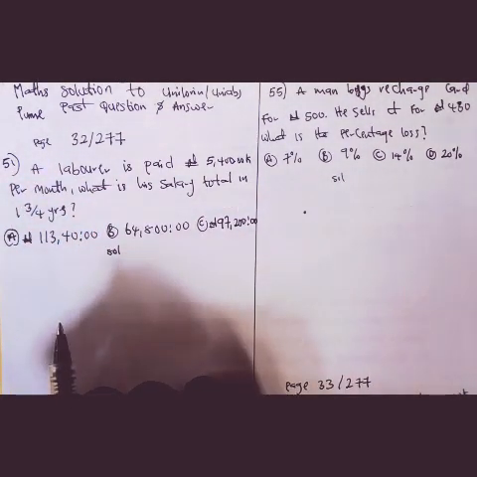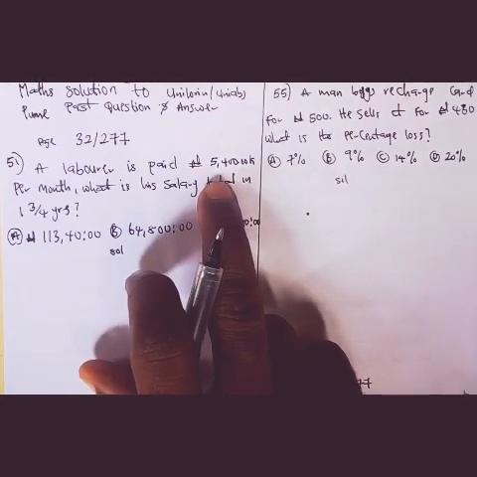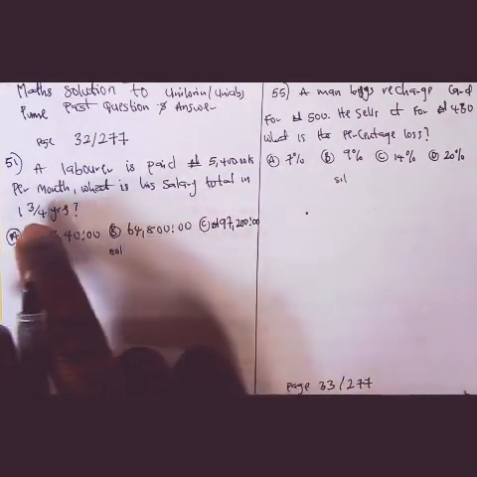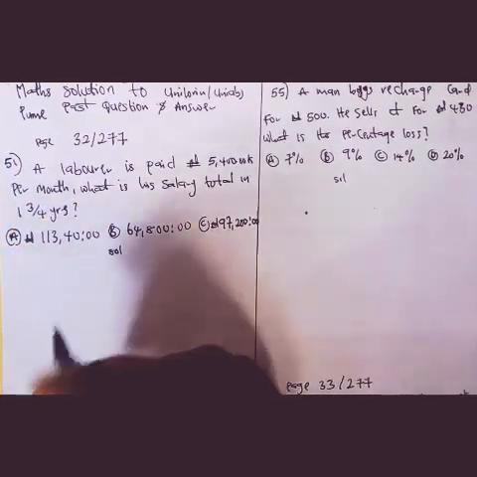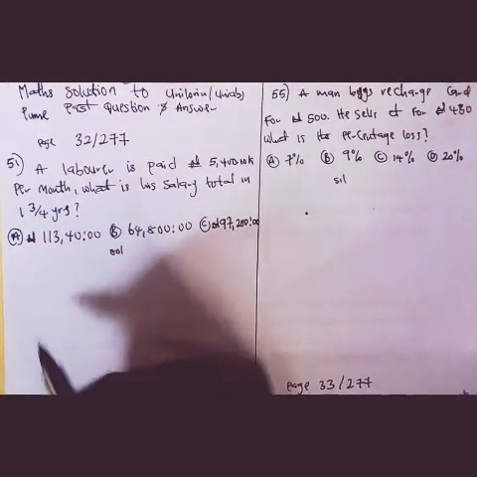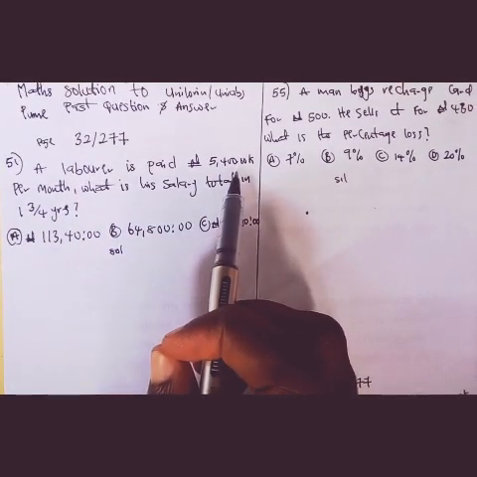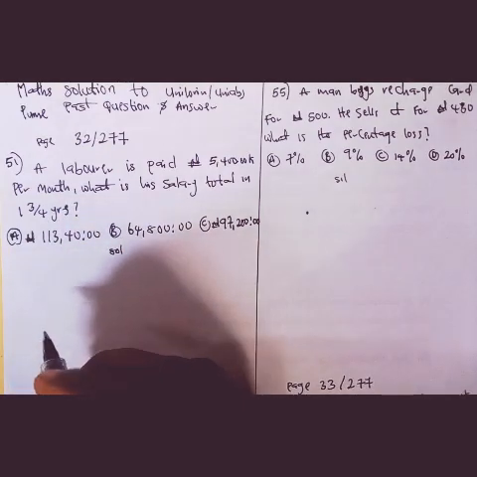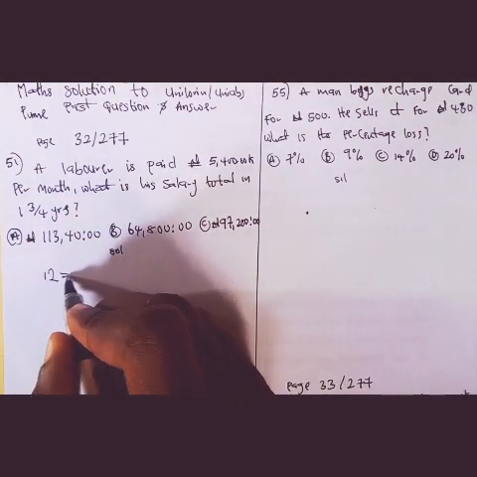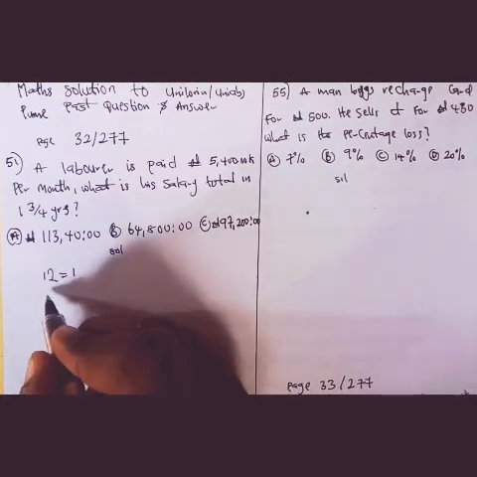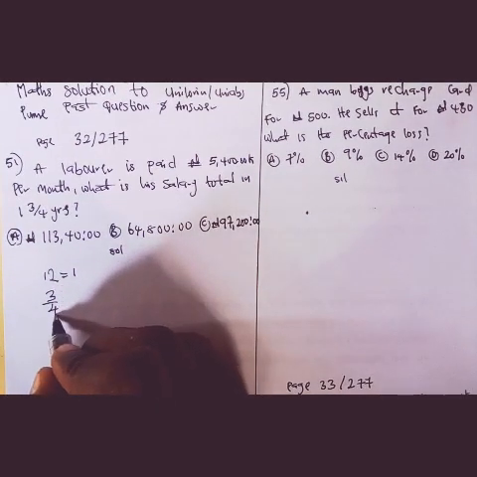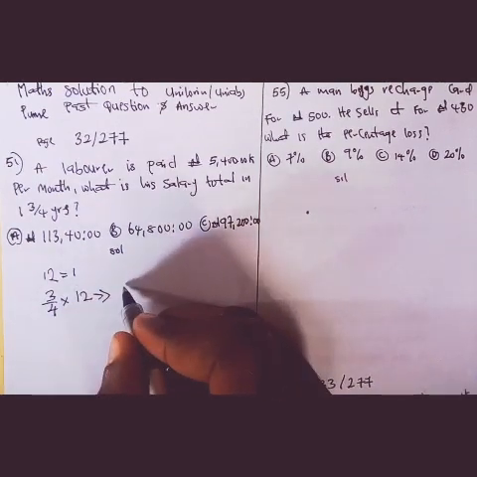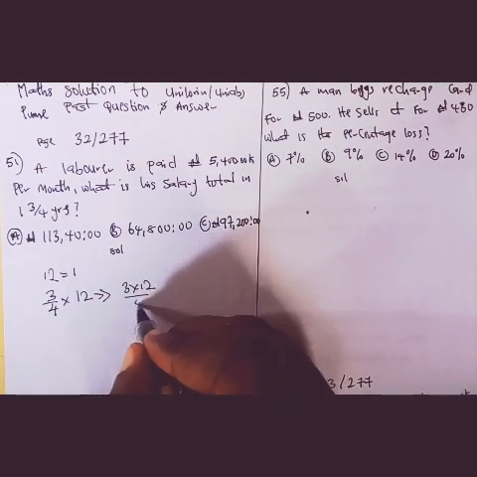Now this question says a laborer is paid 5,400 naira per month. What is his salary total in 1 3/4 years? So these are the options. If this laborer is paid 5,400 per month, what I'm going to do is convert my years to months. I know that 12 months is equal to 1 year. So I'll have to convert 3/4 as well to months. So I'm going to multiply this by 12. So here I'm going to have 3 multiplied by 12 over 4.